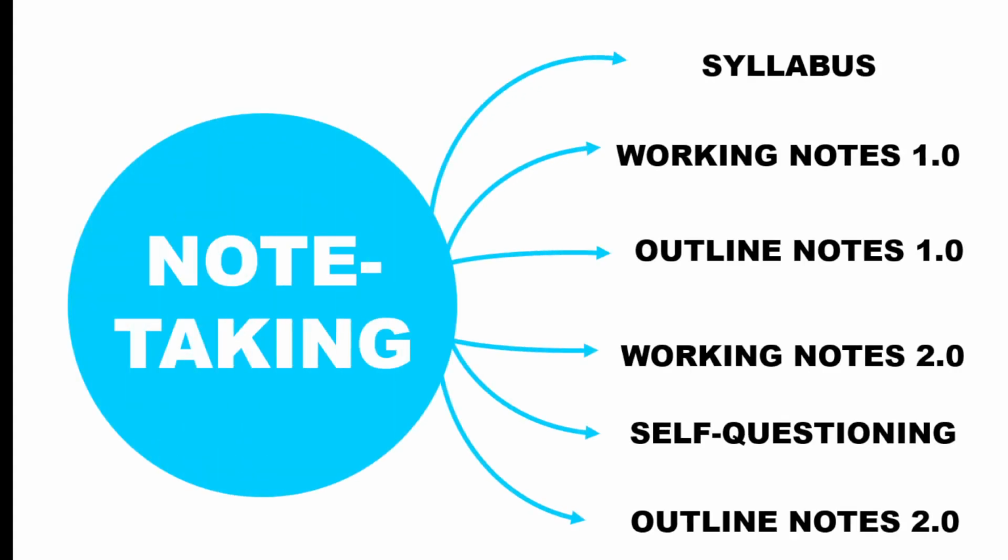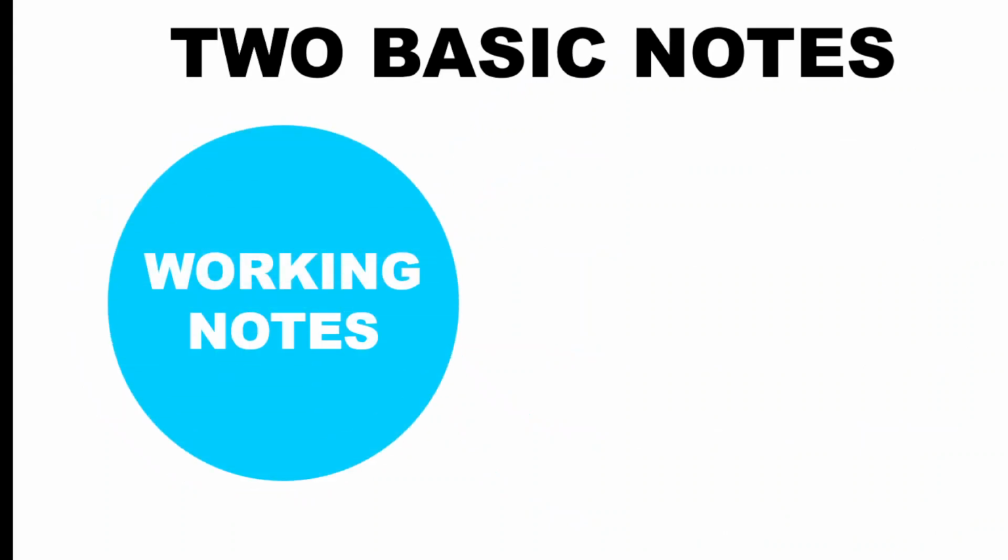Okay. So we are going to talk about note taking. What are the various parts of note taking? You have your syllabus, you have working notes, you have outline notes, obviously, and you have self questioning. So, obviously, this might look complicated, but these are the stages that you have to cover to make a better note.